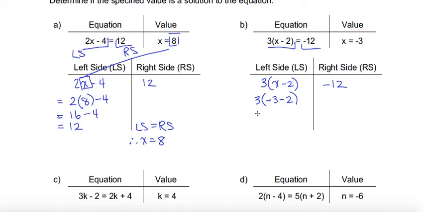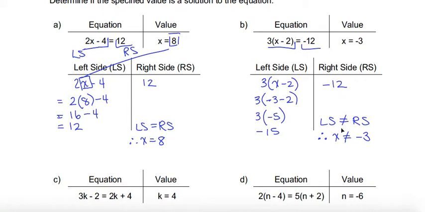So 3, and then I'm simplifying this. -3 take away 2 is -5. And 3 times -5 is -15. So you'll notice, hey, that didn't work out so well. Because the left side doesn't equal the right side, I can say the left side does not equal the right side. And because it doesn't equal, that means the value for x that I was given does not equal -3.